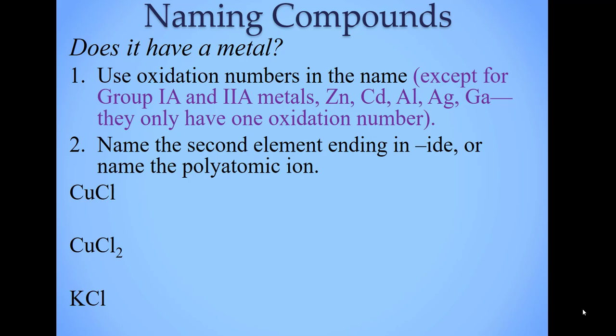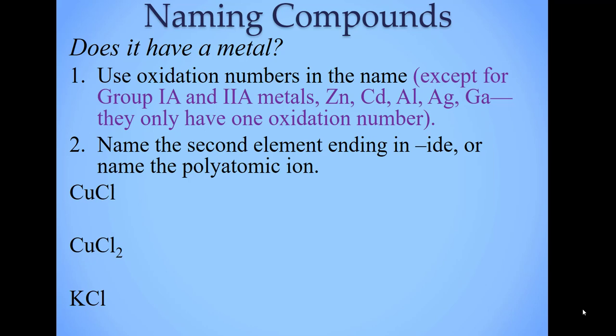in Roman numerals. The only exception is that some of the metals only have one oxidation number, and because of that, it's a little bit overkill to tell everybody what the oxidation number is. So your group 1A and 2A metals only have an oxidation number of +1 or +2, respectively. And then some other elements like zinc, cadmium, aluminum, silver, gallium only have one oxidation number too. So you don't need to say that zinc is a +2 because everybody already knows it. So that's the first thing. Write the name of the metal and then its oxidation number in Roman numerals right after it.